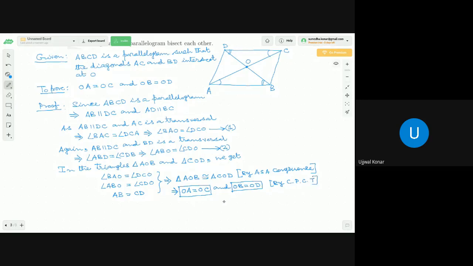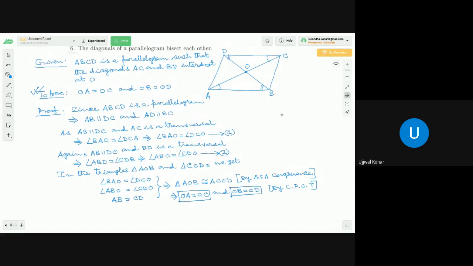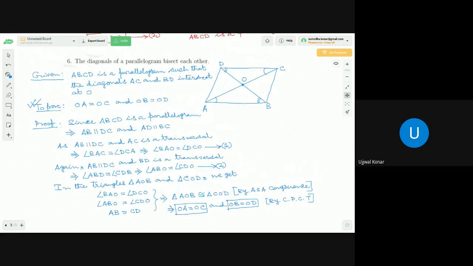So now as we get OA is equal to OC and OB is equal to OD, we are able to prove what we wanted to prove, and eventually we make that statement that the diagonals of a parallelogram bisect each other. Any question, dear students, before I proceed to the next property? Is it absolutely clear? Yes, sir. Okay, great. Thank you very much.